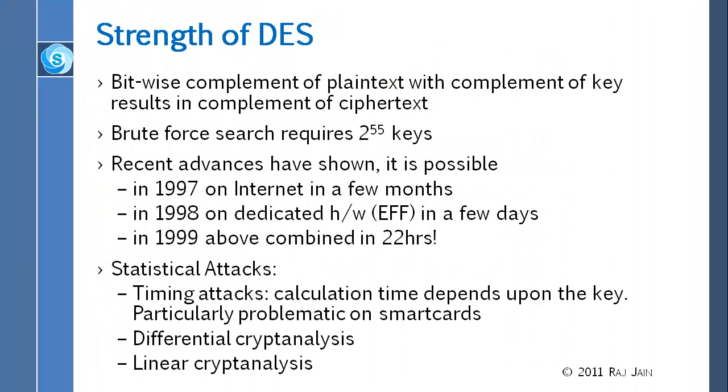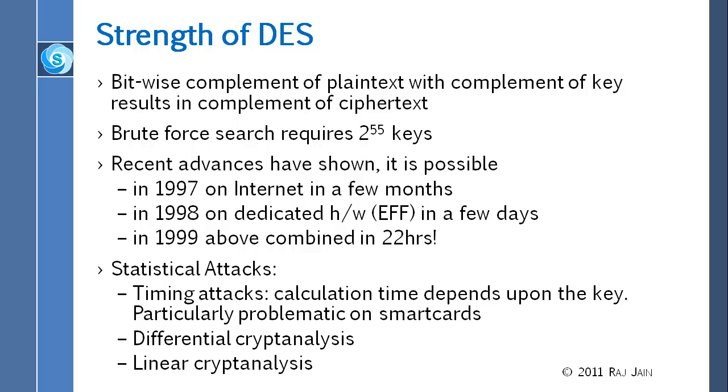Now there is one known fact or weakness, if you want to call it, that if you take the bitwise complement of the plain text and use the bitwise complement of the key, what you will get is the bitwise complement of the ciphertext. So therefore, you really don't need to analyze 2 raised to 56 keys, because if you have analyzed the keys, you can calculate the complement. So there are only 55 bits that you need to guess. All right? So the strength is 2 raised to 55, not 56.